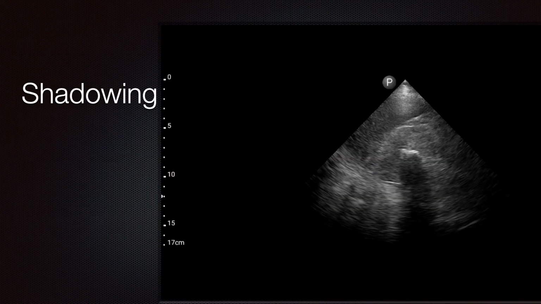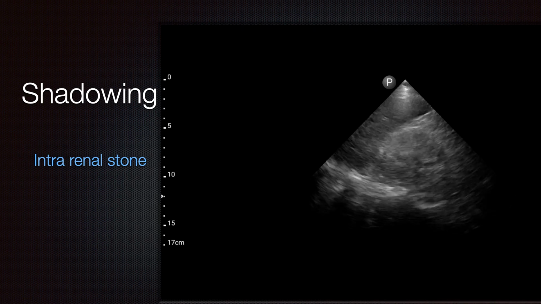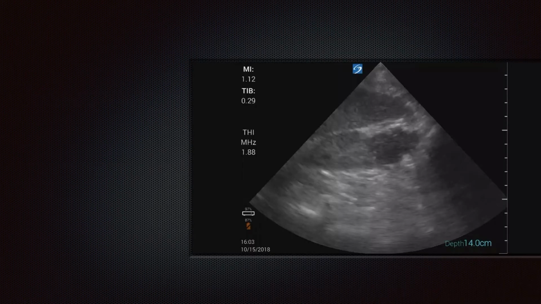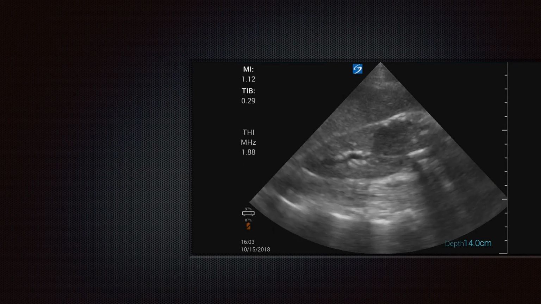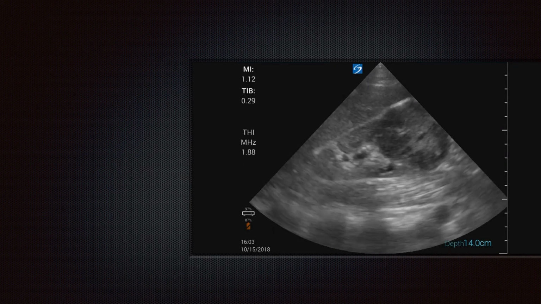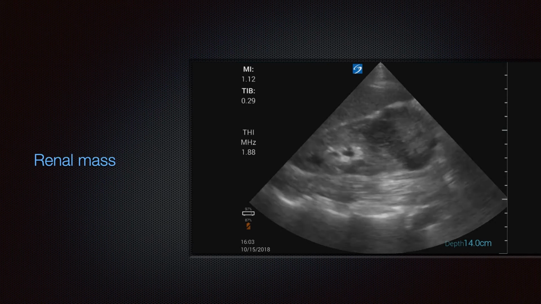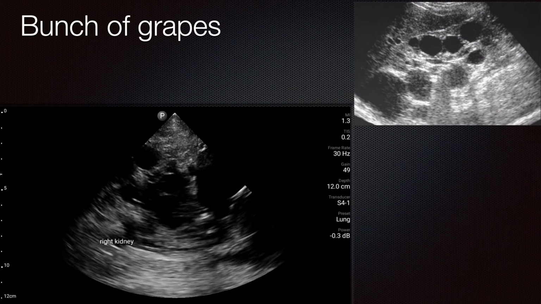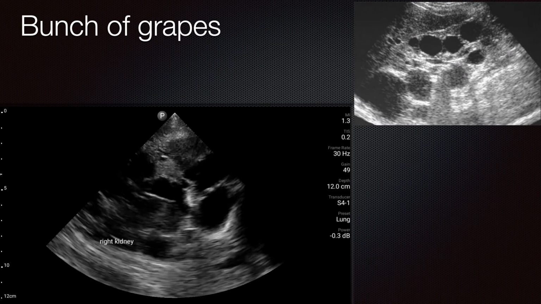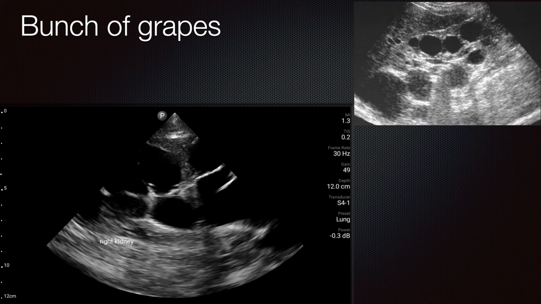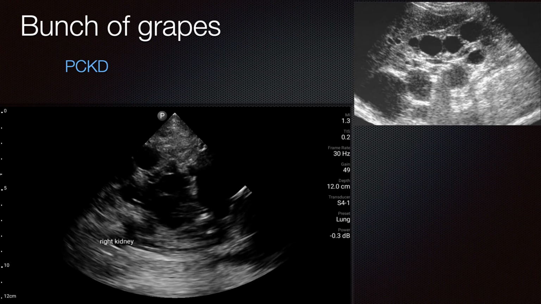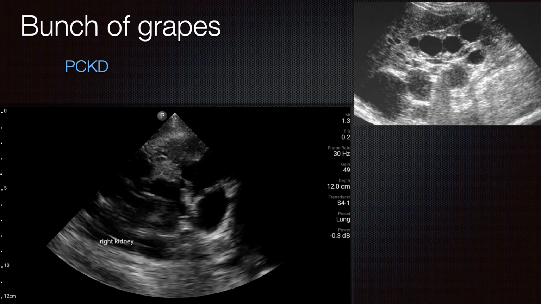You may run into this occasionally in the kidney, this hyperechoic area here, and then shadowing behind it. That just indicates that there's an intrarenal stone present in that kidney. Hopefully you won't run into this in your patients. This is a large vascular abnormality in the lower pole of the kidney. This is actually a renal mass and was a renal tumor. Sometimes you'll run into a patient with renal failure that has this look to it like a bunch of grapes, and this is pretty typical of polycystic kidney disease.